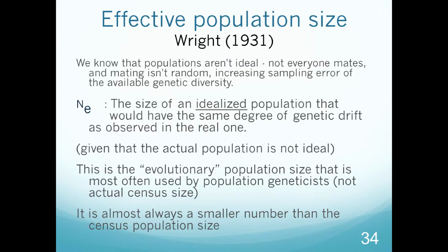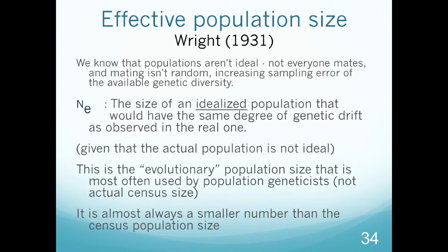So that leads us to this concept of effective population size. We know that populations aren't ideal. Not everyone mates, and mating isn't random. This increases the sampling error of the available genetic diversity. Effective population size is the size of an ideal population that would exhibit the same degree of genetic drift as is observed in the real one.